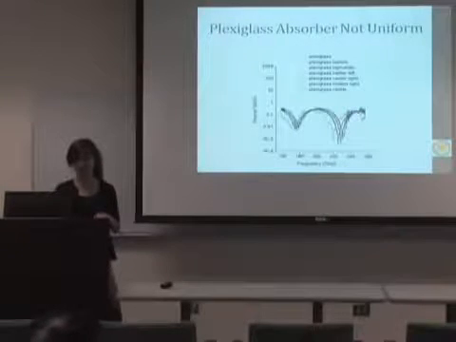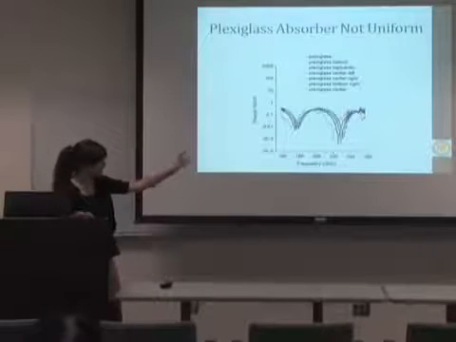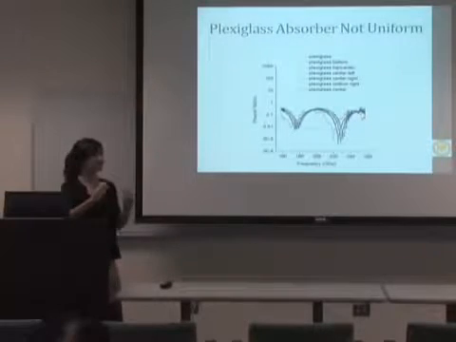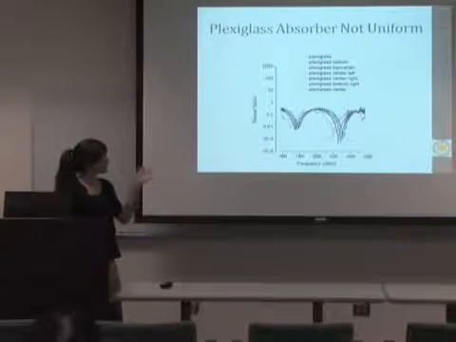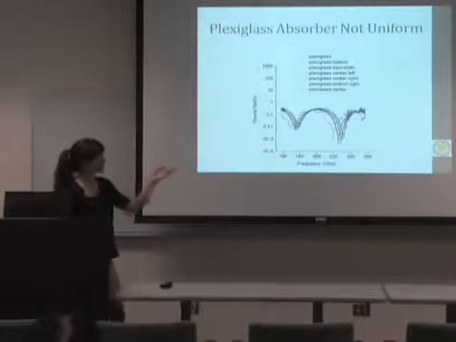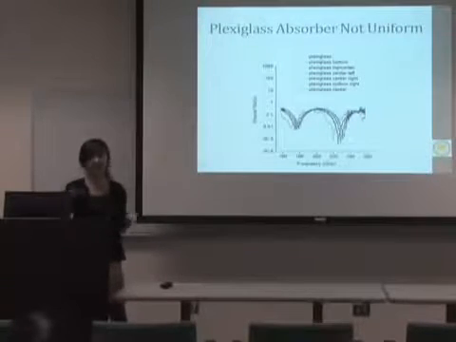Another problem is that the absorber I made wasn't uniform. You can see all the different colors, so based on where I had the absorber mounted on the VNA, the absorption would differ a little bit, so it's all around 230, but it differs based on whether the beam was hitting the bottom, the top, or the center.